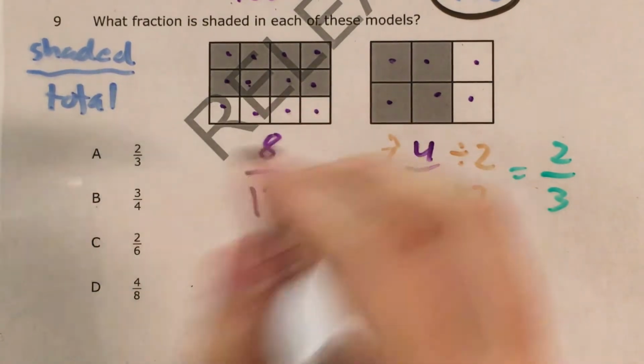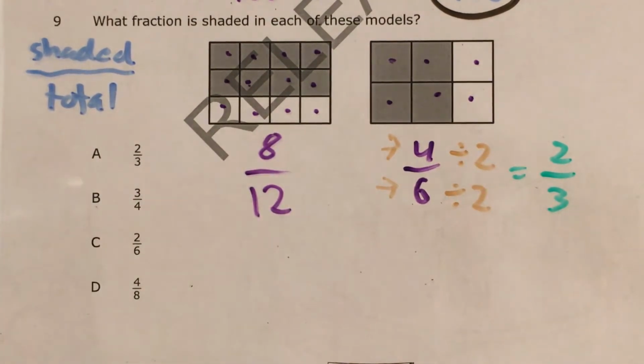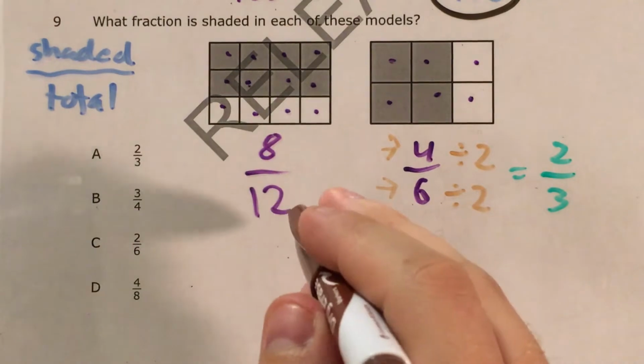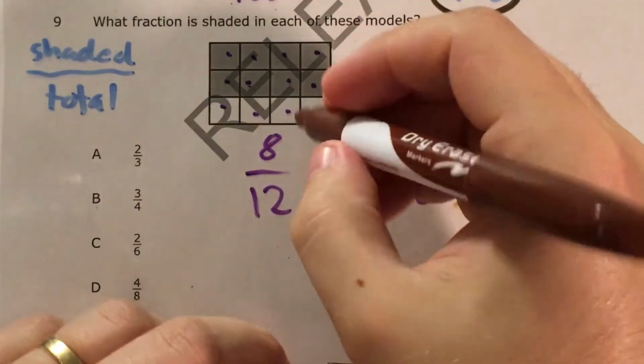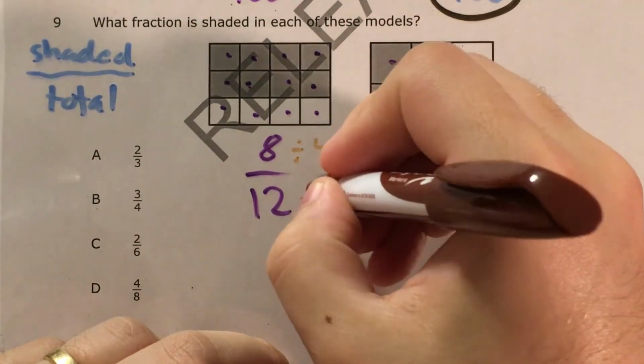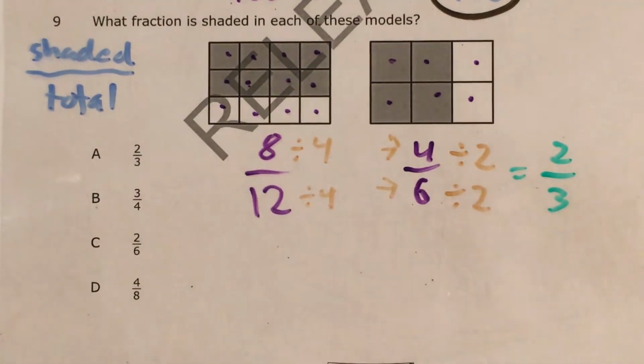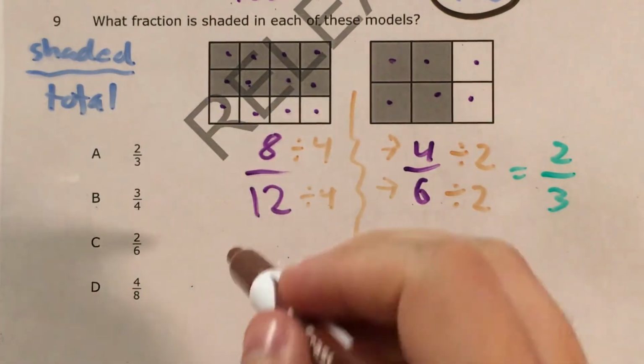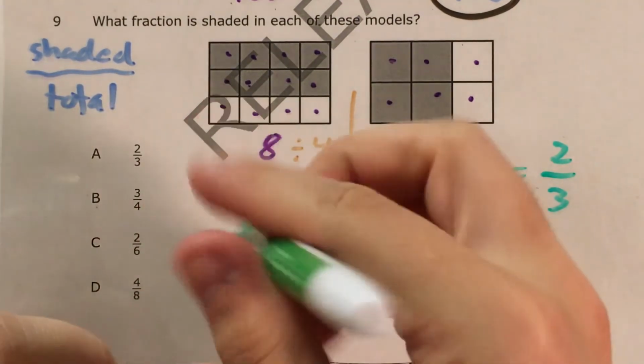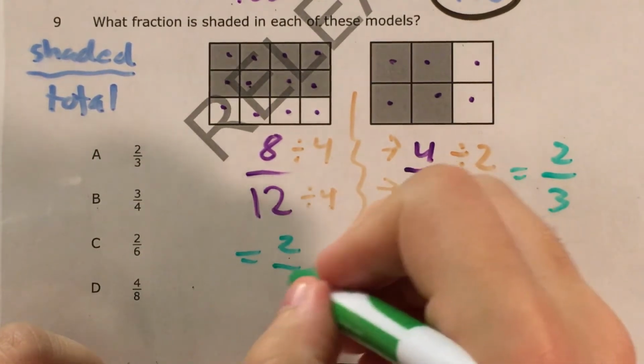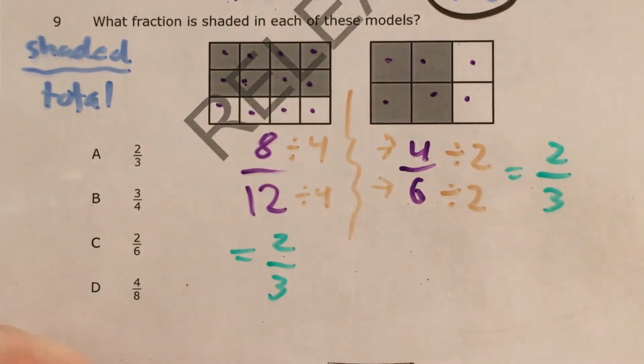So now for 8 and 12, if I think back to my times tables, I can actually see that 4 goes into both of these. And so I'm going to do 8 divided by 4 and 12 divided by 4, and I'll have to write it down here. 8 divided by 4, that gets me 2. 12 divided by 4, that gets me 3.